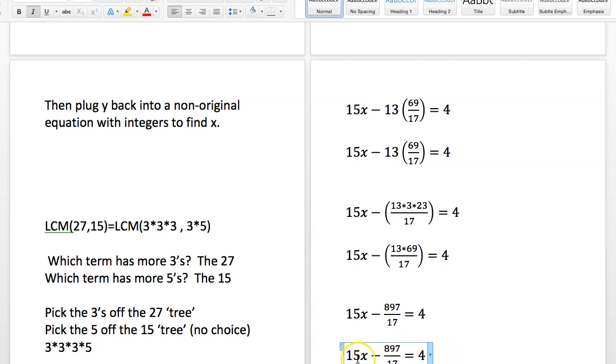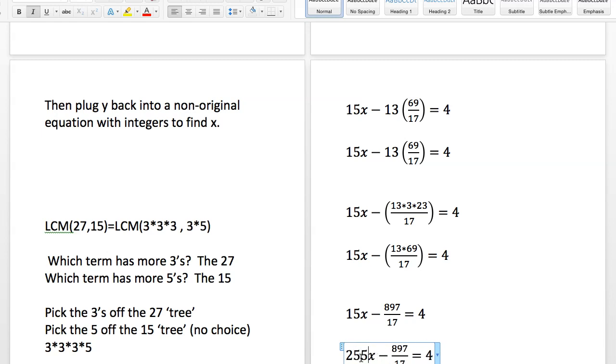Let me multiply both sides by 17. 15 times 17 is not fun to do, but I think I could do it. 15 times 17 is 150, and 105 is 255. So 15 times 17 is 255.